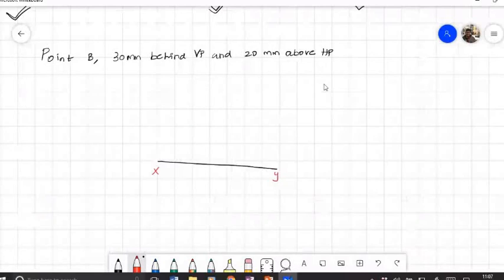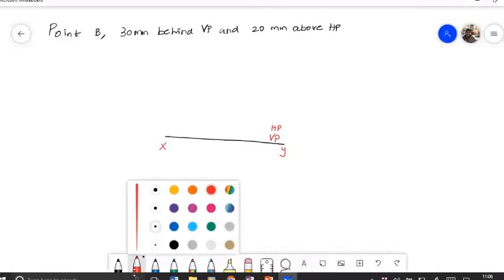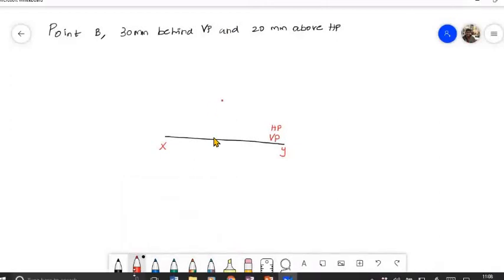Let's move to this. So it's in the second quadrant. So your VP will be here and HP will also be here. Am I right? Yes, sir. So the point is 20 mm above HP, so I'll get a point here, and 30 mm behind VP. So both the points I will get something like this. Am I right? Yes. So I need to join them with a straight line something like this.